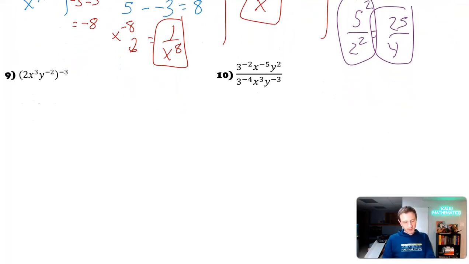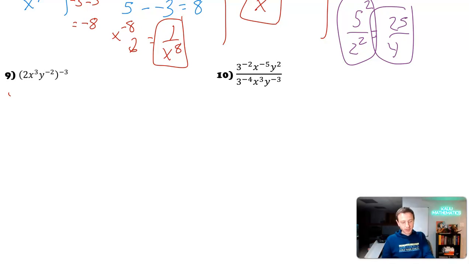Number 9, we have this whole statement being raised to the negative 3, so we have power to a power again. In a scenario like this, it isn't the same as if this was all in parentheses, like over 3z or something, where it's all being raised to the negative 3, then you would just flip it around and make that positive. This is not the same scenario because I just have one line. I have a 2x to the third, y to the negative 2 being raised to the negative 3.